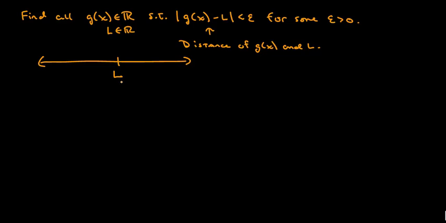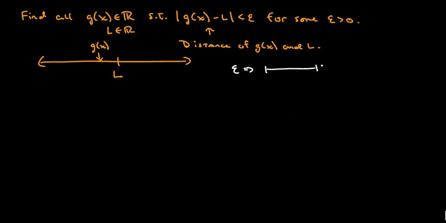well, here's L, and g of x is somewhere on this number line. We don't know where it is. Let's just pretend it's here for right now. We'll pick an arbitrary spot so that you can visualize this. We need g of x to be close enough to L so that its distance between g of x and L is less than some epsilon. So let's let epsilon be some real number, and I'm going to let it have some distance.